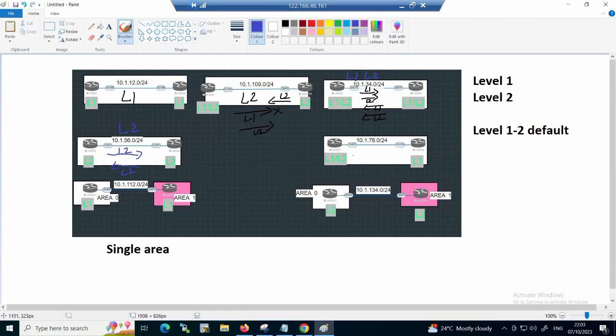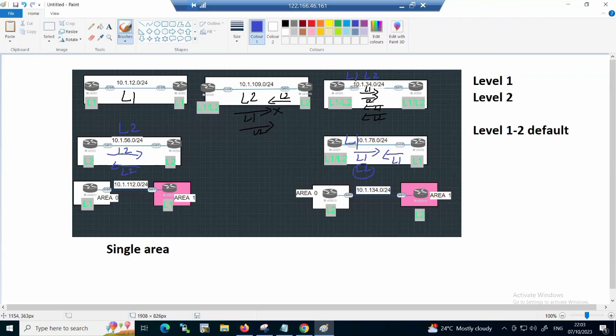If you see over here, it's a Level 1 and Level 2 router. It's a Level 1 router. So he will send the Level 1 hello packet and he will send the Level 2 hello packet. But he will only send the Level 1 hello packet. So when this router is sending a Level 1 hello packet to router 7, what happened? He can only understand Level 1. He will reject the Level 2 and form the neighborship with Level 1.